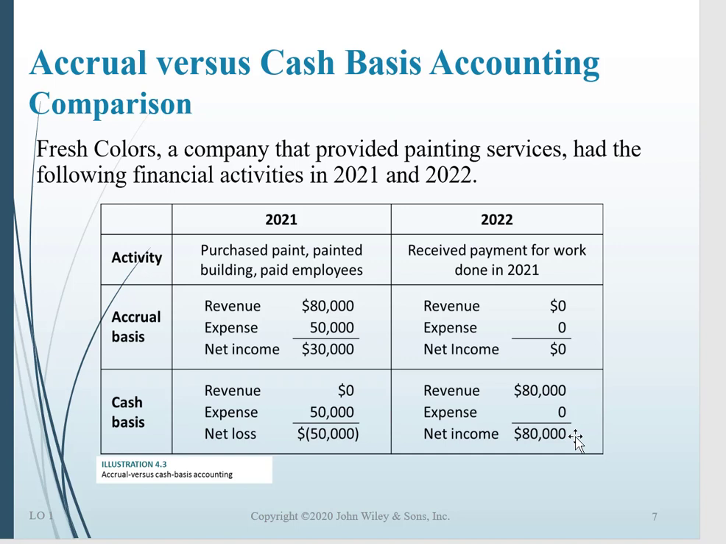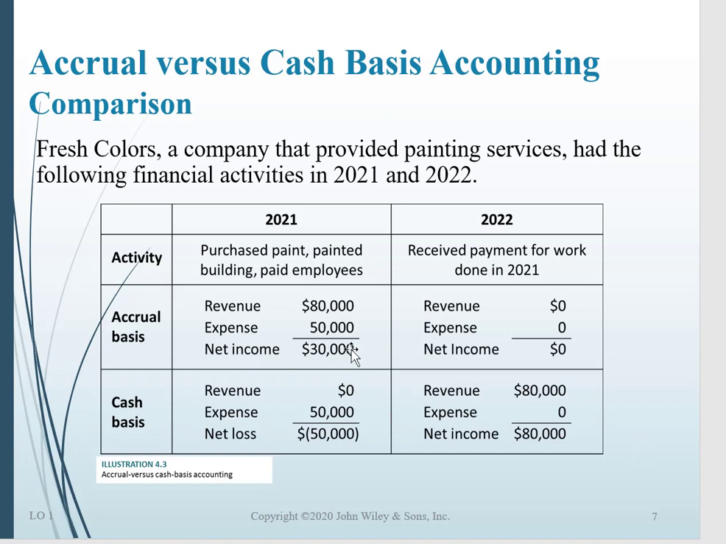So that means in this year, there's $80,000 of cash flow. Now, if you add those together, what do you notice? 80,000 plus a negative 50 is 30. Add those two, 30. So in the end, you get the same values, the same totals, but yet it's represented in different years. That's really the difference between accrual and cash basis accounting.